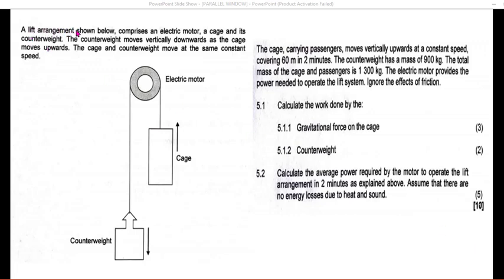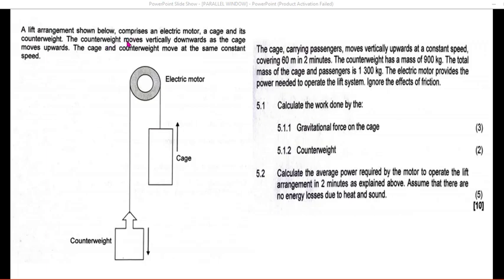A lift arrangement shown below comprises an electric motor, a cage, and its counterweight. The counterweight moves vertically downward. That is the counterweight; you can see it moving vertically downward as the cage moves upwards. And this is the electric motor, which rotates to cause the movement.